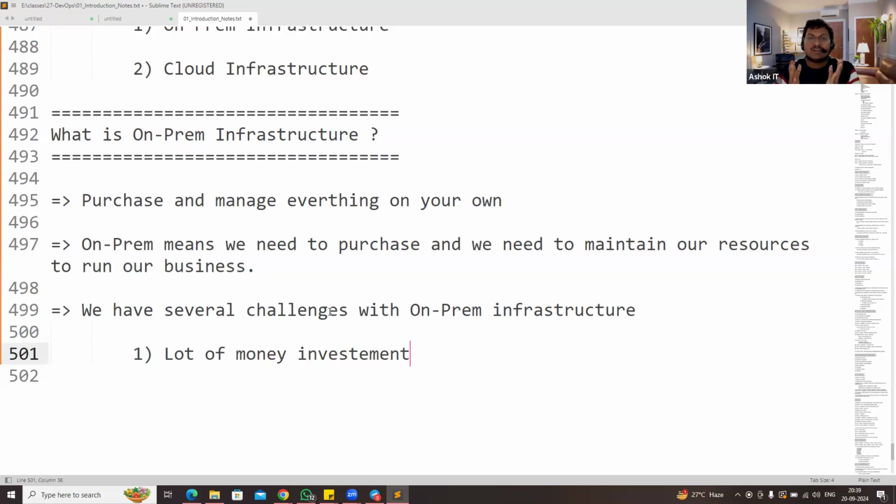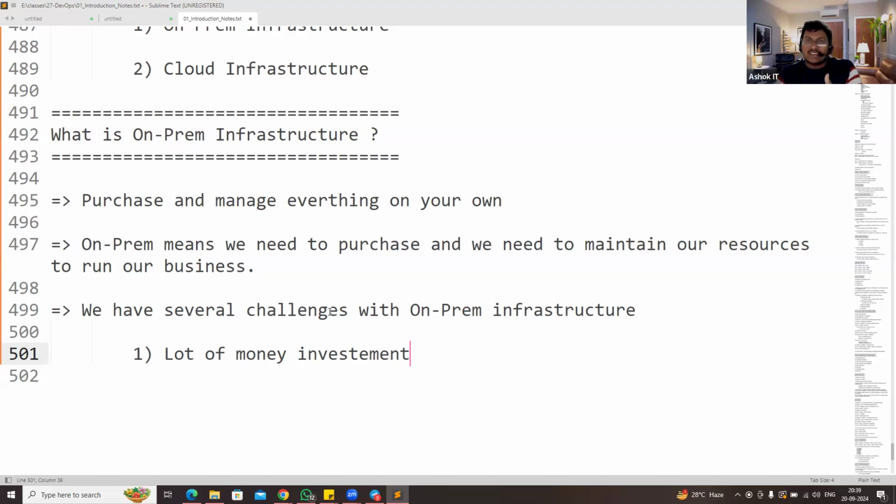You need to spend crores of rupees in order to purchase the infrastructure. You need to take a big building. For that building, electricity, network, storage, ACs, security guards, employees, resources, everything you need to take care of on your own. So for that, a lot of investment is required.